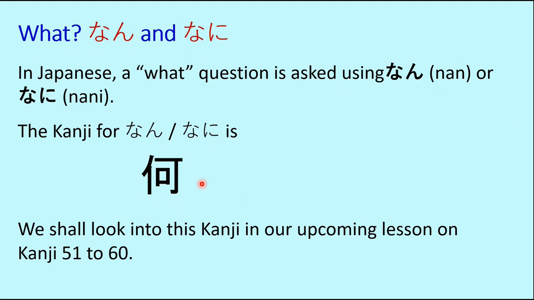If you remember, we have done kanjis from 1 to 50 spread over 4 lessons, lessons 17 to 20. So in the next lesson on kanji, which we shall be doing very shortly, we shall definitely include this kanji as well. This is the kanji for nan or nani. For both, we have this same kanji. The pronunciation will depend on in which scenario we use this. For the time being, you can just visualize and remember that this is the kanji for what.